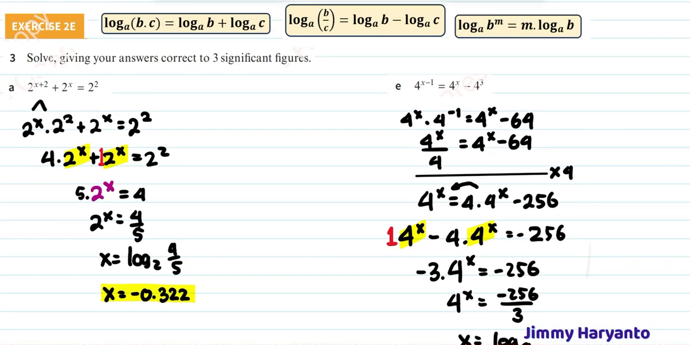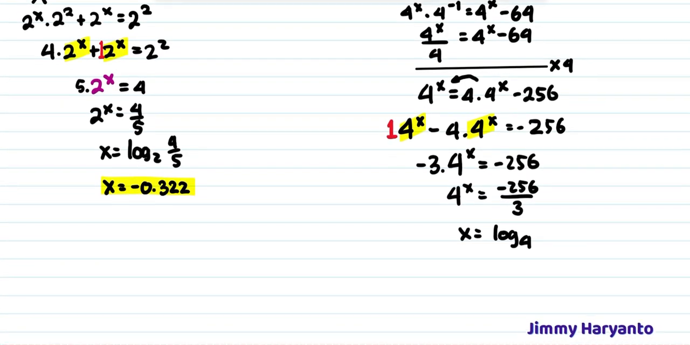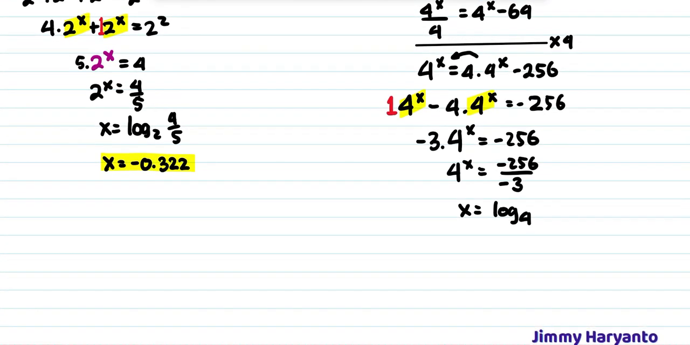There's something wrong. Wait, let me check it first. This one, guys, should be negative 3 because it's division. Yeah, division doesn't change the sign. That means logarithm of 4, 256 over 3, so x equals 3.21.